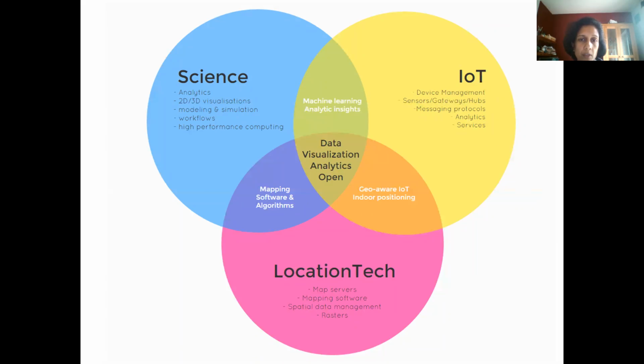But then you have these areas that overlap. So at the intersection of science and the Internet of Things, that's where you have machine learning, that's where you have analytic insights. When you take something like location tech and IoT, that's where you have geo-aware Internet of Things for things like indoor positioning, just knowing where you are or where your sensors might be. And at the heart of all of these things, there's a common thread of data, visualizations, analytics, and of course, just the idea of open source and open data. So we know there's a lot of overlap in this area, and we really benefit by being part of communities which are connected to other communities, so we can take advantage of that to benefit from each other.